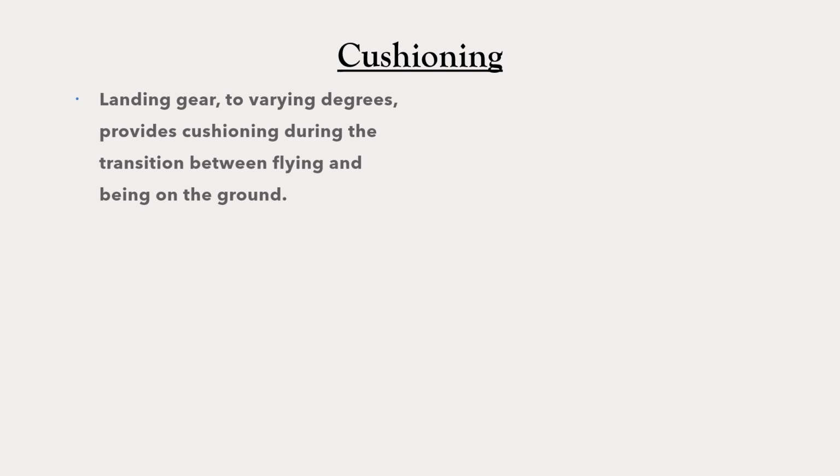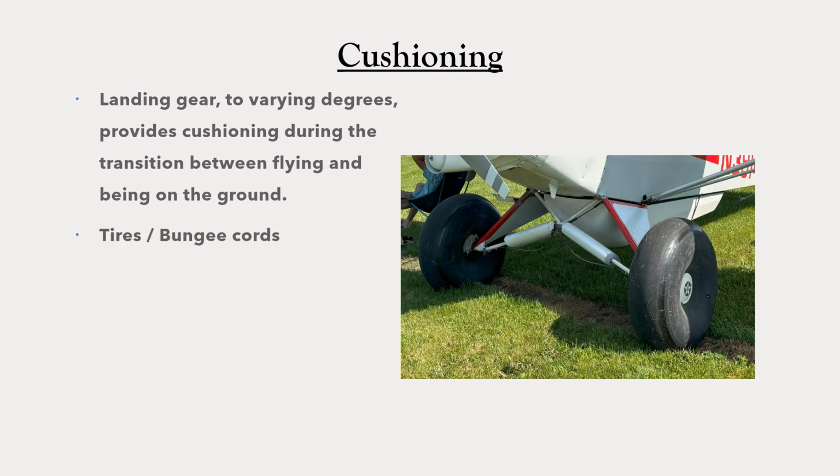So at the point of touchdown, your landing gear will cushion that transition a little bit. Aircraft landing gear design varies from one aircraft to another, and some aircraft provide a lot of cushioning and others provide only a little bit. The tires themselves provide cushioning. Big diameter, low pressure tires provide a lot of cushioning, whereas the small, high pressure tires provide very little.